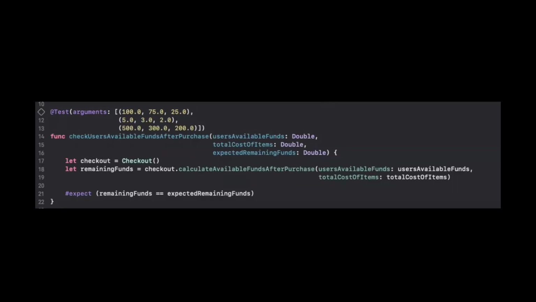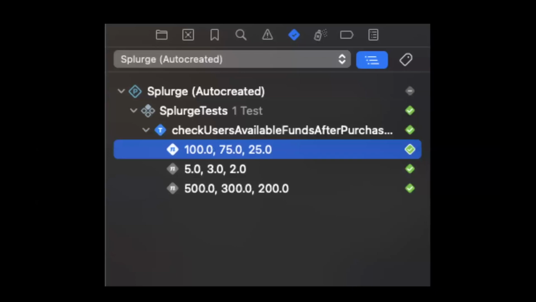Now, arguments is an array. That means we can provide a list of arguments, each a tuple of 3 values to pass in. When we run this test, it will now run 3 times, once per set of data in the array. We can quickly, cleanly, and easily run a bunch of different versions of this test with different data. To make this even better, the test navigator shows each of these arguments as if they were their own test, letting us rerun one argument or see what has failed.